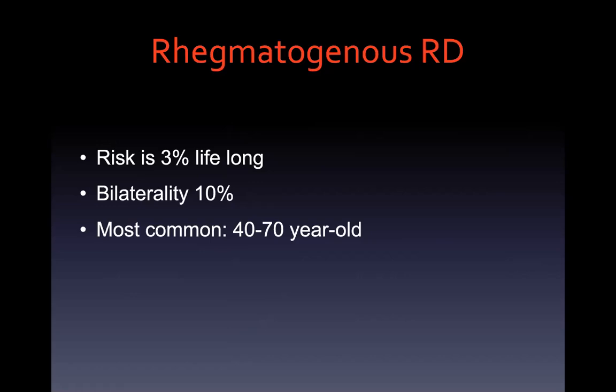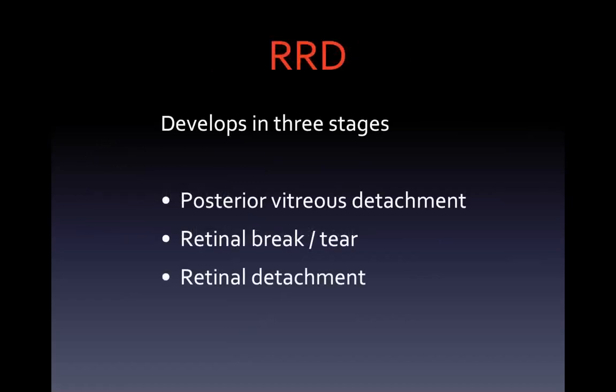The risk of retinal detachment in normal human life is about 3 to 4%. But when you have a retinal detachment in one eye, the second eye's risk is higher, about 10%. So bilaterality is common. The most common ages are usually after 40, like 50 to 60 years of age. It develops in 3 stages.